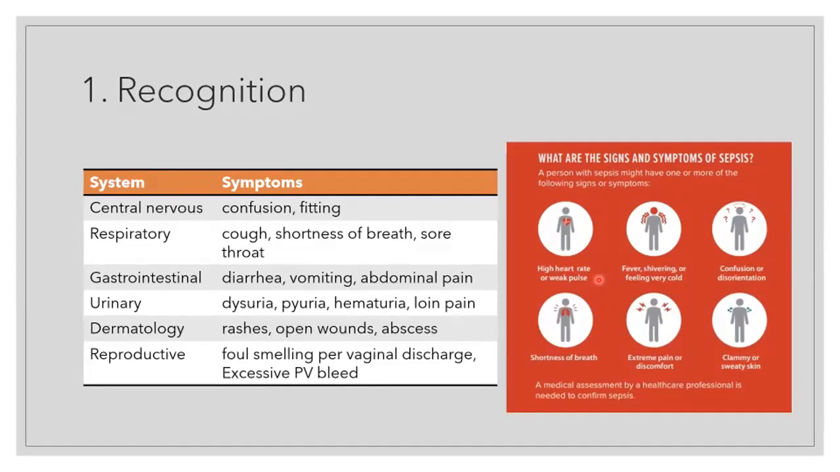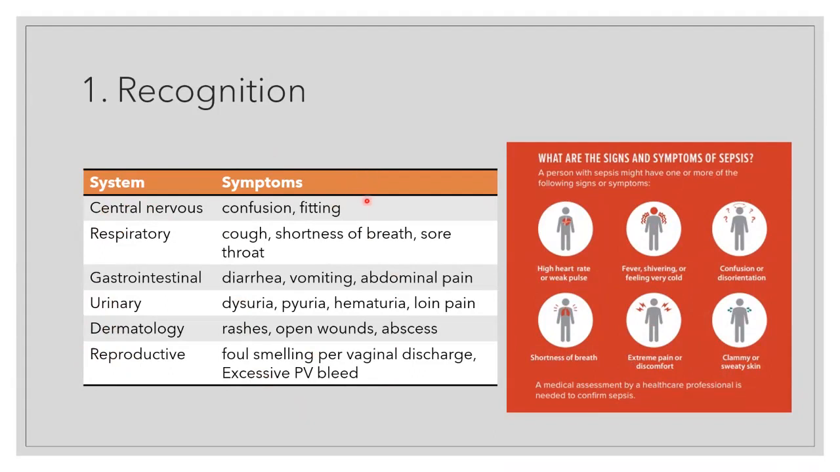So if they come with complaints of shivering, feeling very cold, or they can even come with confusion or disorientation, shortness of breath, extreme pain or discomfort, or they can even come with clammy or sweaty skin, all this you should alert yourself and ask, would that be a possibility that this patient has sepsis? If you classify according to the system, you will see what are the symptoms that they can have. It is always good to go through a systemic review to find out what is the actual cause of the sepsis, or what is the actual cause of the patient being unwell.